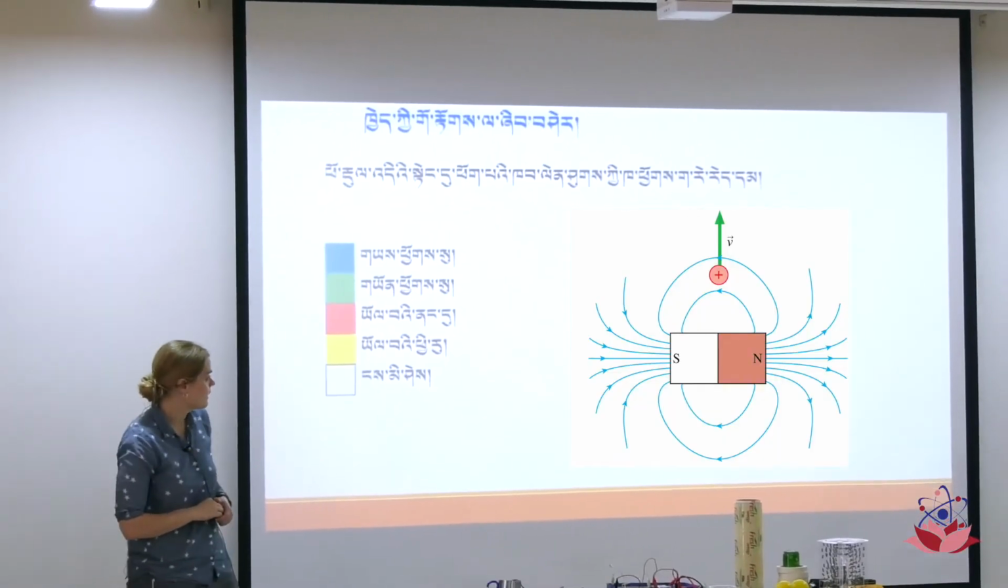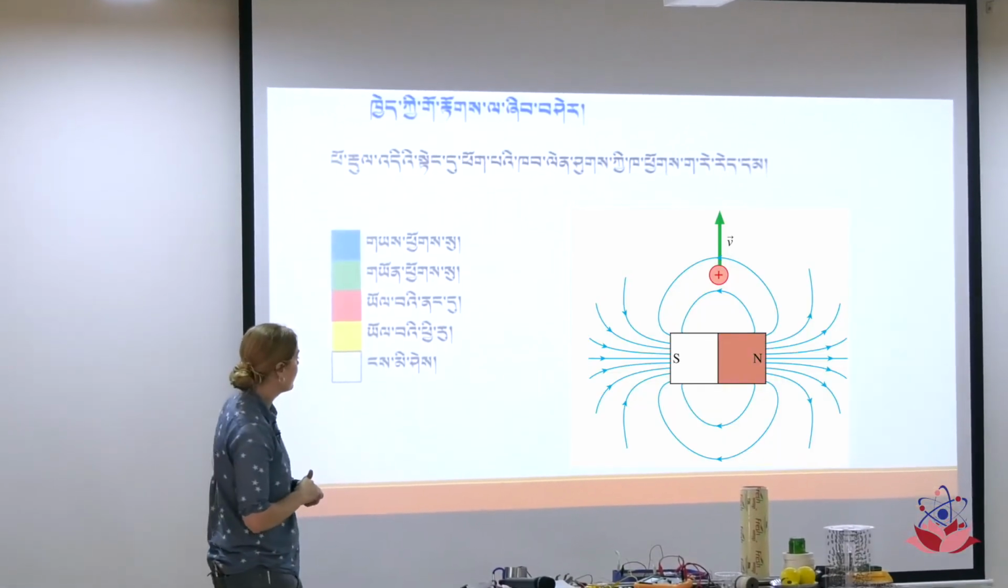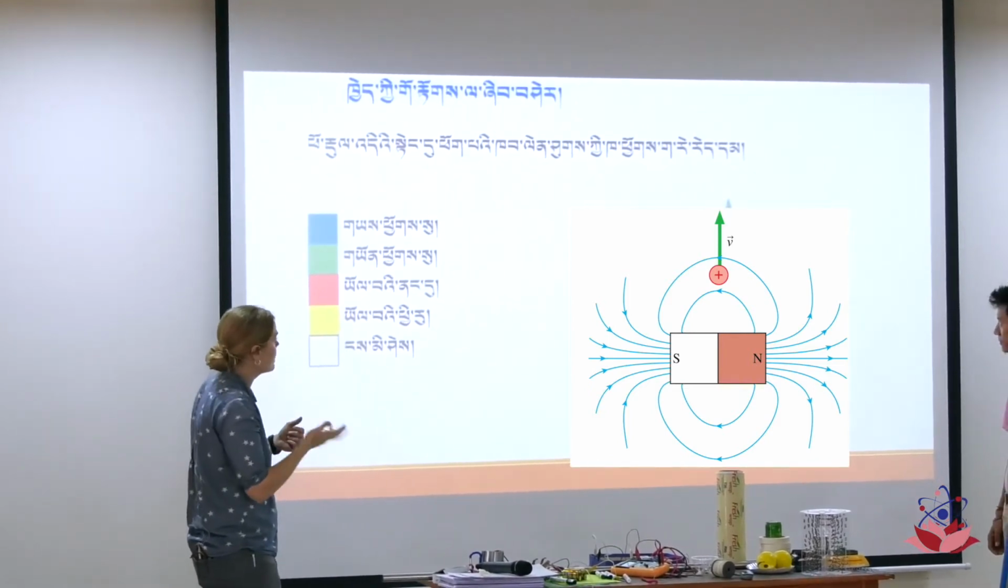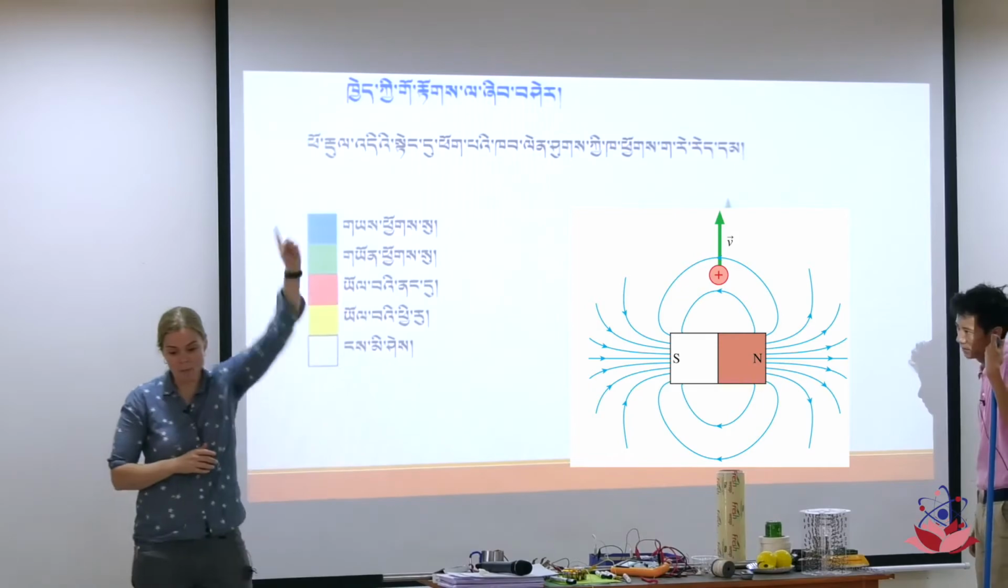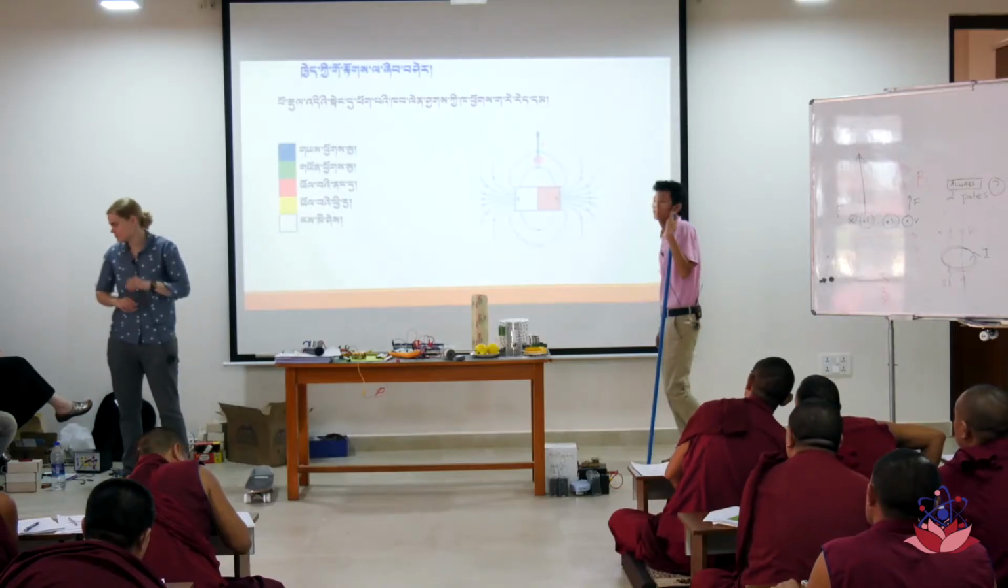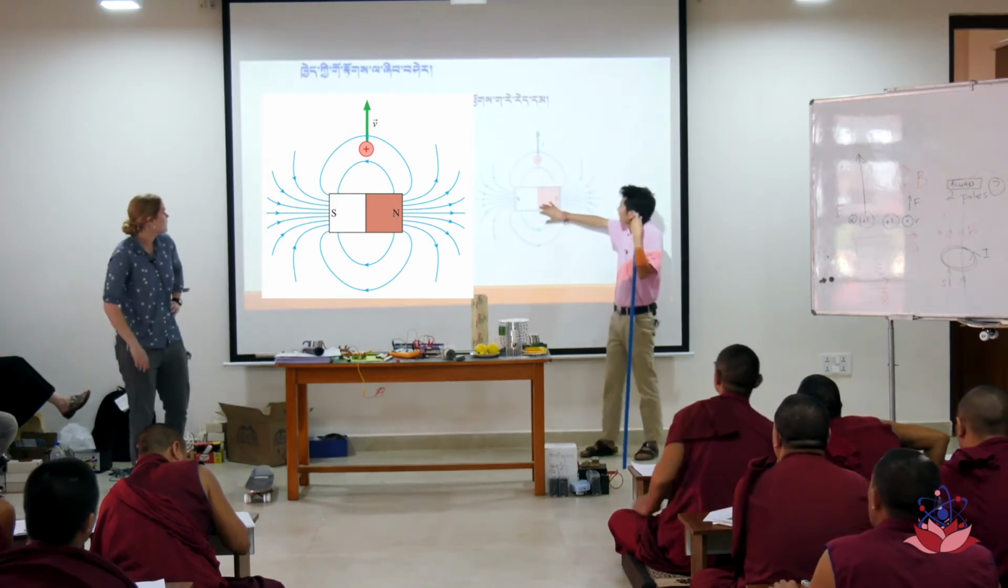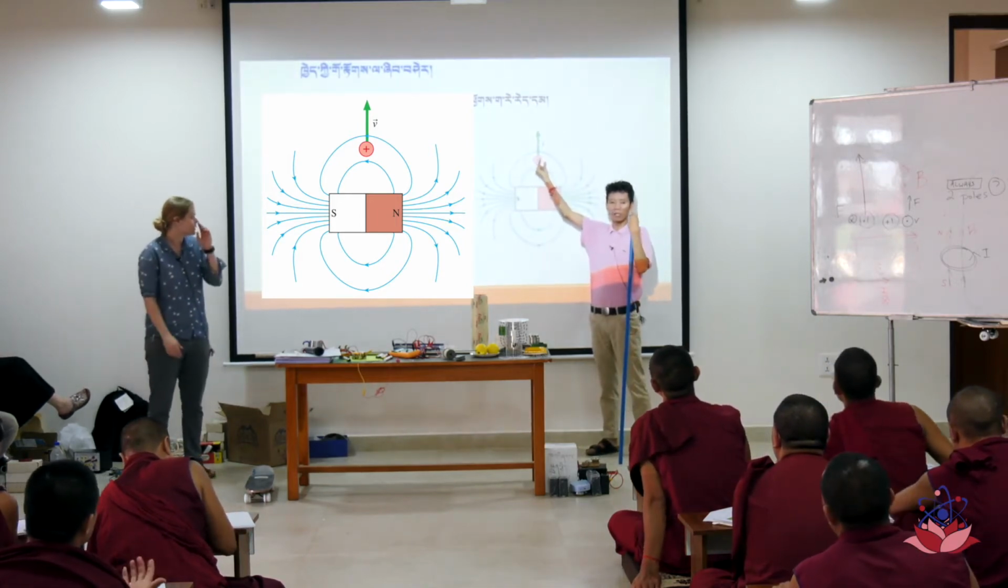So what we have here is we have a bar magnet, and we have a single charge, we're calling it a proton, that's near a bar magnet. It is moving up.